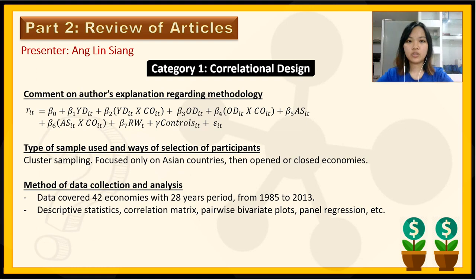For the explanation of methodology, the authors have clearly documented and explained the main model, which is the formula that they were using. This provides a better understanding to the audience. In this article, the authors use cluster sampling and they focus only on Asian countries. After that, countries were clustered into open or closed economies. The authors have collected the data from various sources. The data sample covered the period from 1985 to 2013 and includes 42 economies in the world. The analysis performed includes descriptive statistics, correlation matrices, pairwise bivariate plots, panel regression, and panel unit root tests.